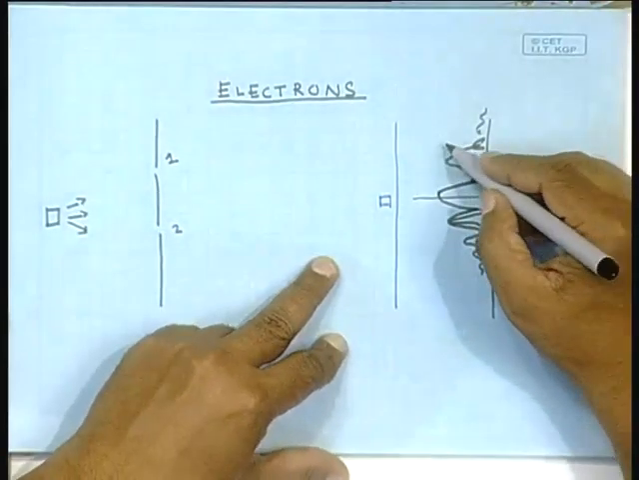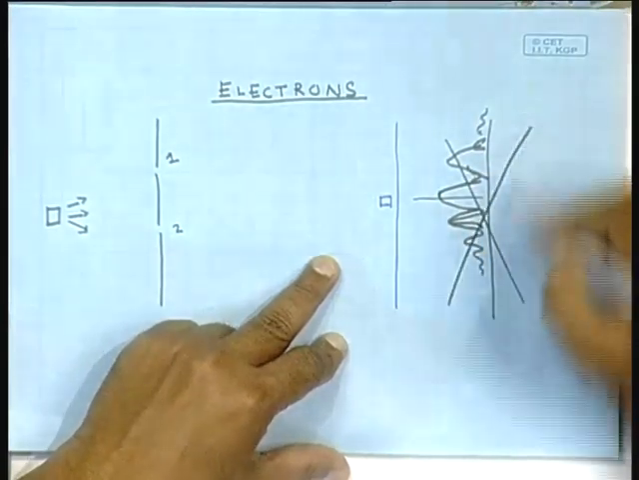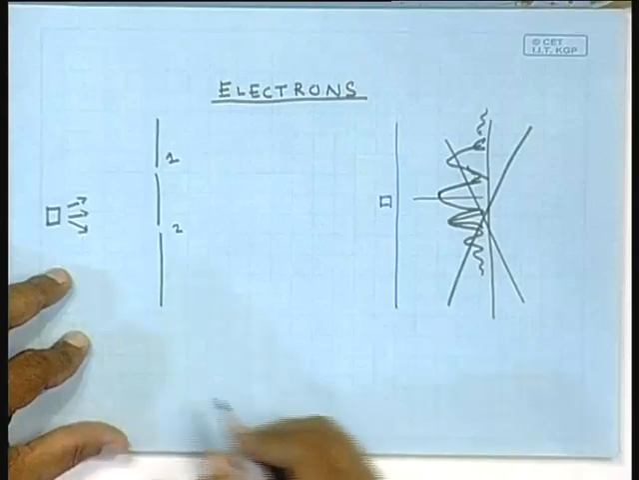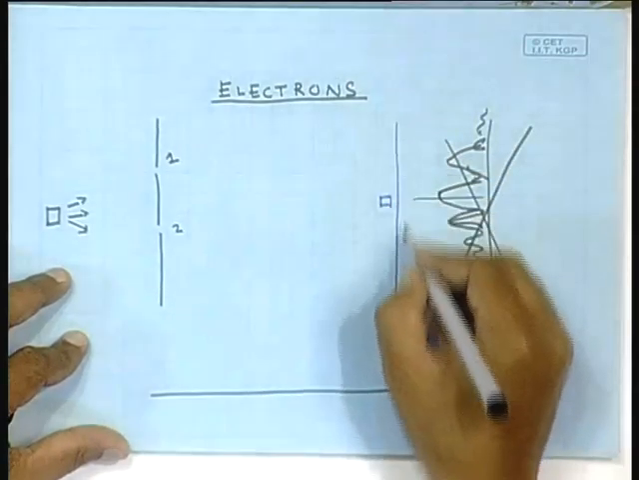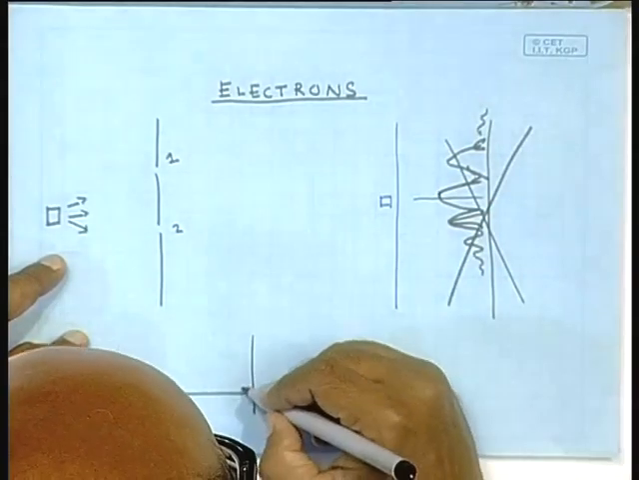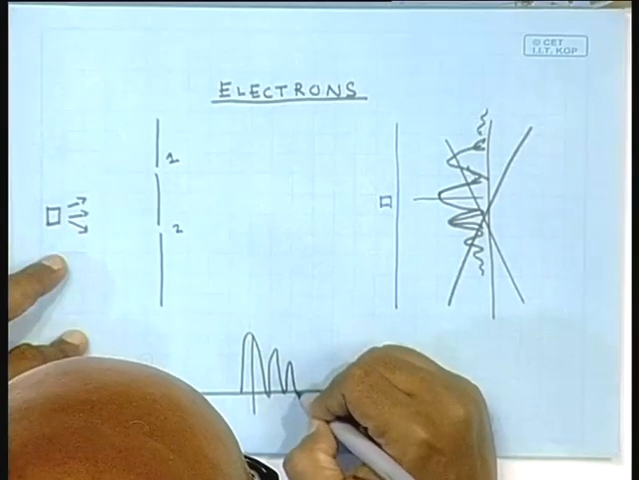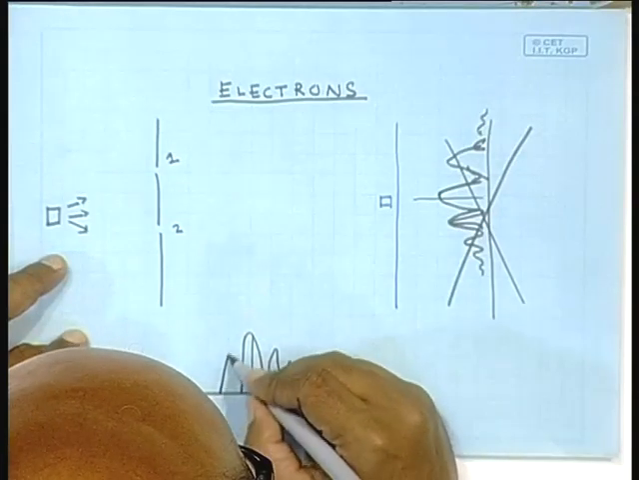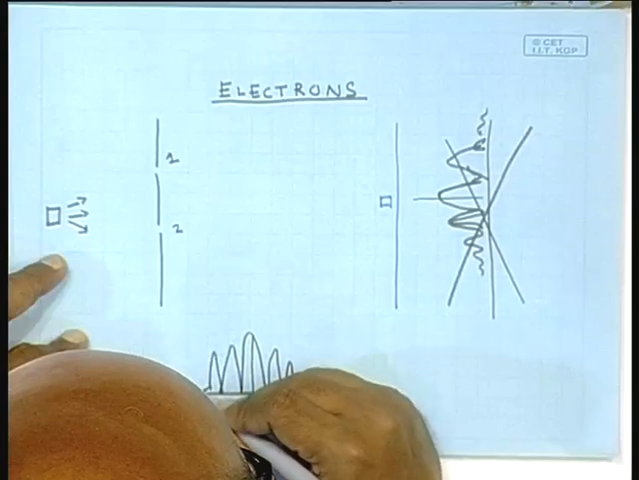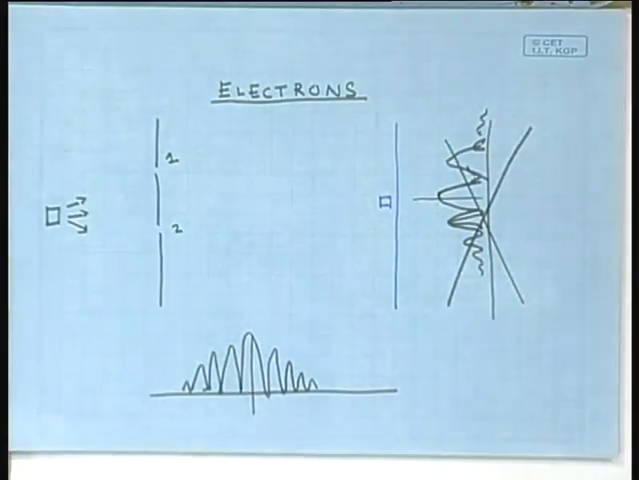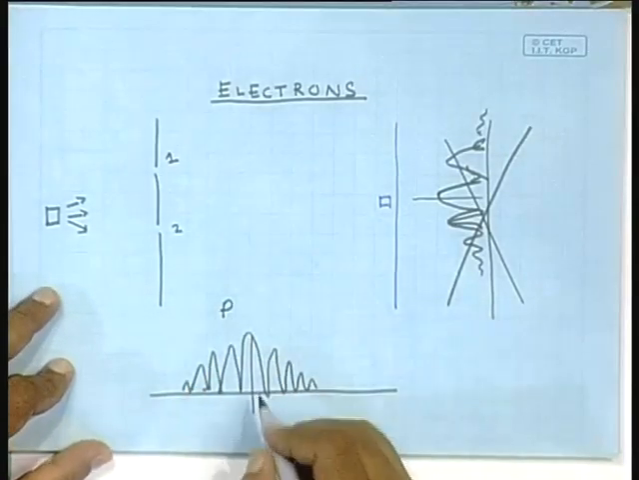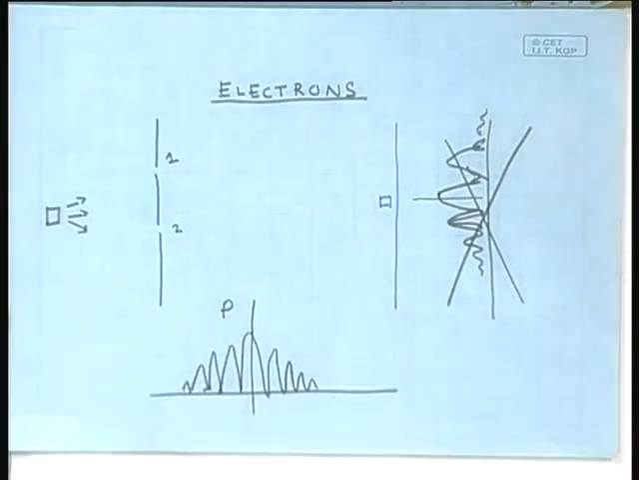okay, let me draw this again for you. This picture has not come out well. So, if you plot the probability as a function of position on the screen, you will get something which looks like this. This is the probability of finding the electron at some point on the screen. This is the center of the screen, and you will find a probability pattern which looks just like the interference pattern which you expect when we discussed Young's double slit experiment.